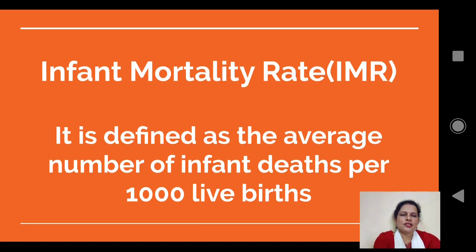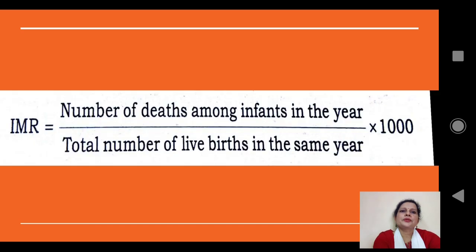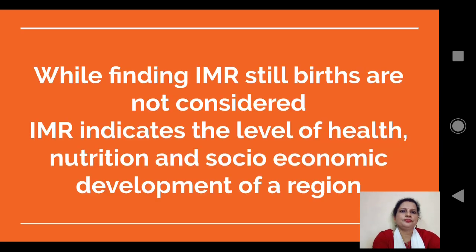The next one is infant mortality rate. This finds the deaths taking place among infants. Infants are the children below 1 year of age. It is defined as the average number of infant deaths per 1000 live births. The infant mortality rate formula is number of deaths among infants in the year divided by total number of live births in the same year into 1000.